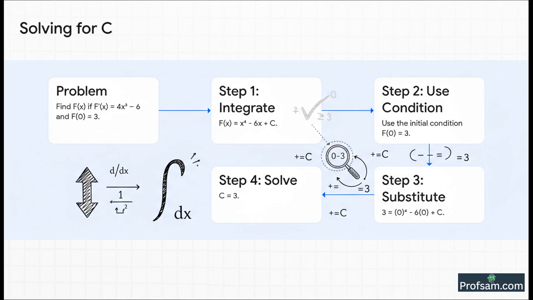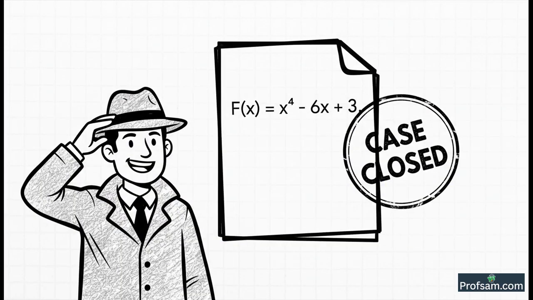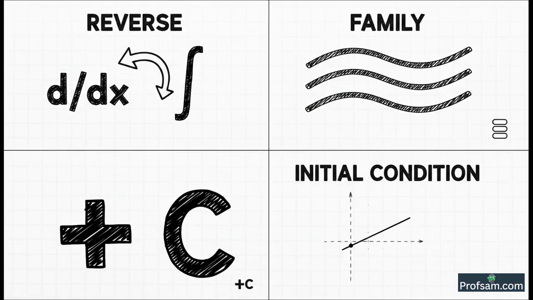Now for step 2, we use our clue. We substitute x equals 0 and f of x equals 3 into our equation. So we get 3 equals 0 to the power of 4 minus 6 times 0 plus c. And step 3, that whole thing simplifies to just 3 equals c. And just like that, we found the exact value of our constant. Now that we know c is 3, we can state the one specific particular solution. It is f of x equals x to the power 4 minus 6x plus 3. We've found our specific function. Case closed.